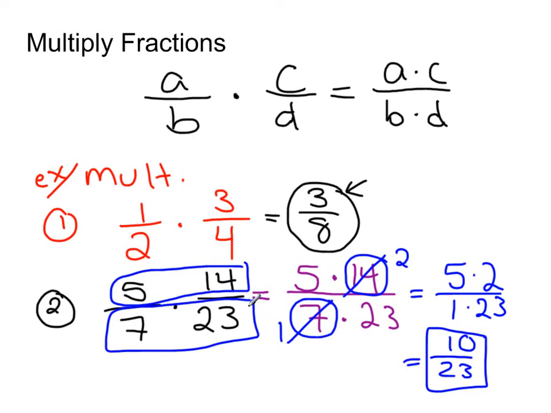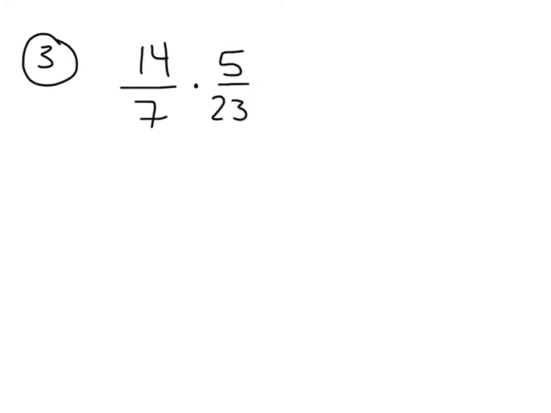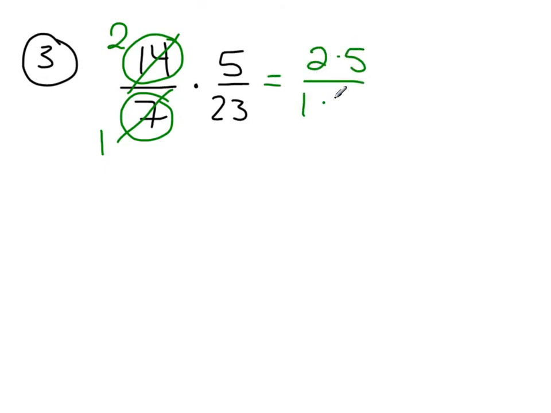Let's see just a couple more, to get a little bit of practice in. Let's say, for instance, we had 14 over 7 times 5/23. Now you're probably thinking this looks the same, and it pretty much is. It's identical to the previous problem. You can reduce numerator to denominator at any point, as long as it's top to bottom. You can't do across, though. So 7 can go into itself once, and into 14 twice. I can reduce there, and now multiply across: 2 times 5 over 1 times 23.